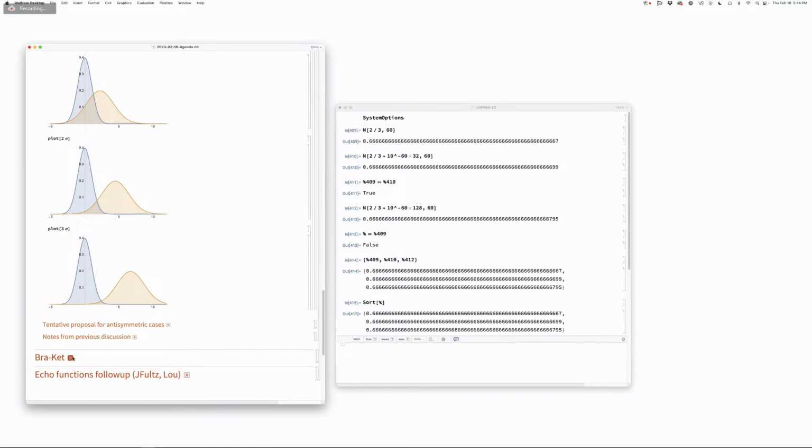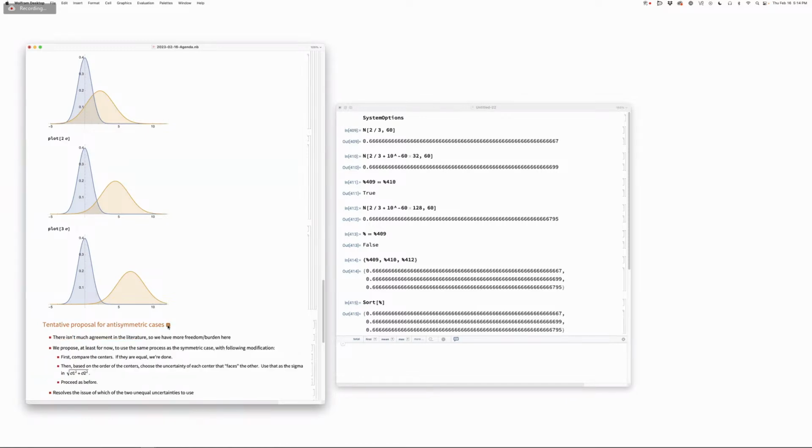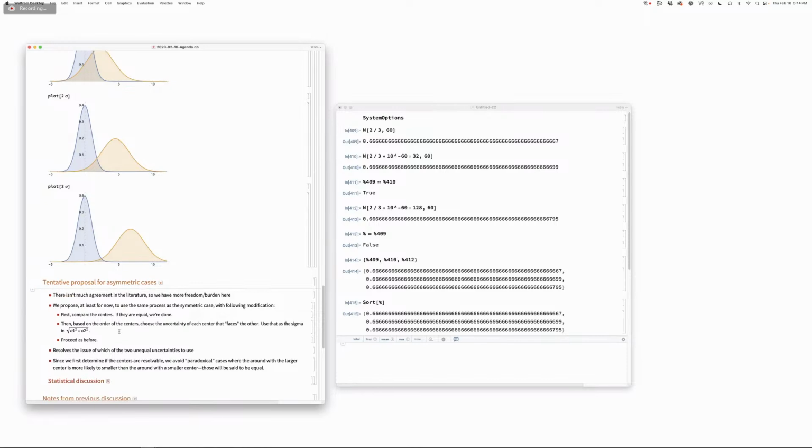Okay, do we want to talk a bit at all about the antisymmetric case? Oh, you mean the asymmetric case? Yes, asymmetric case. Right, and our proposal is basically to do the same thing, only we first compare the centers to decide which sigma faces the other and use those. That is the basic idea.